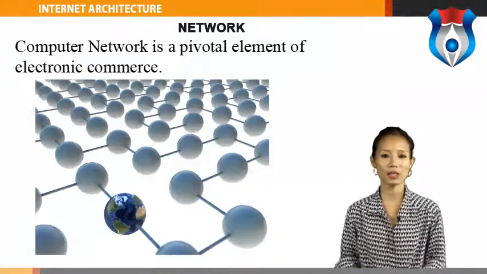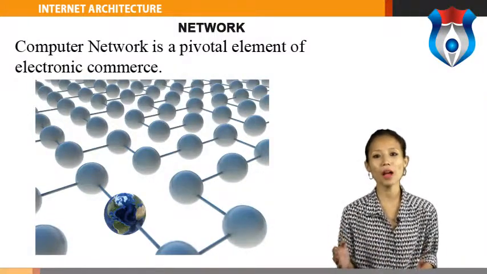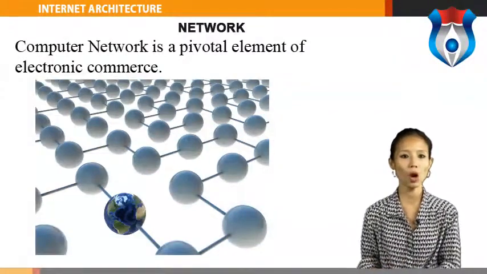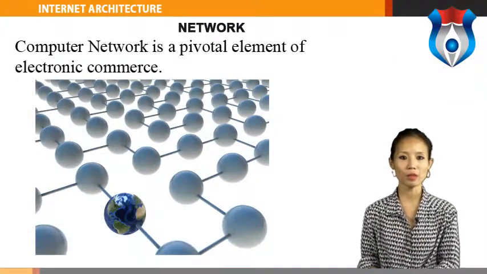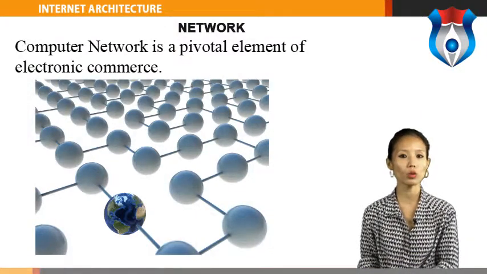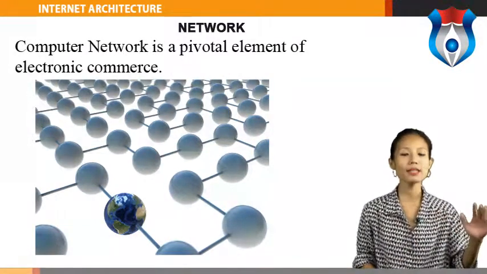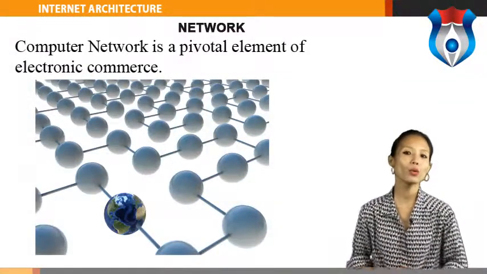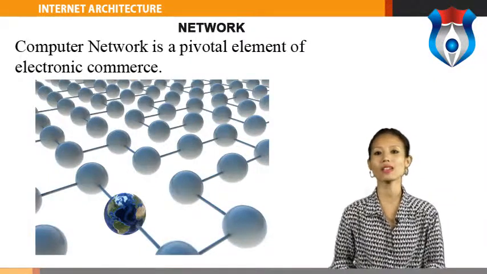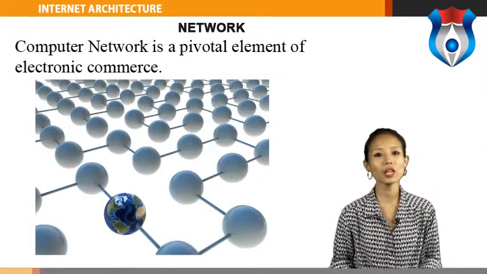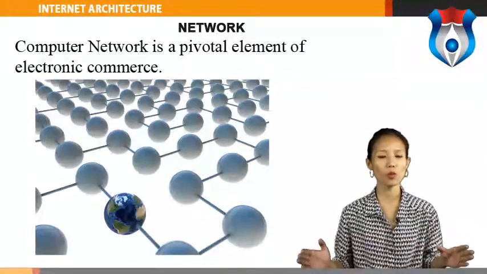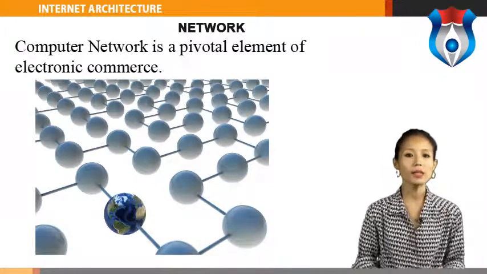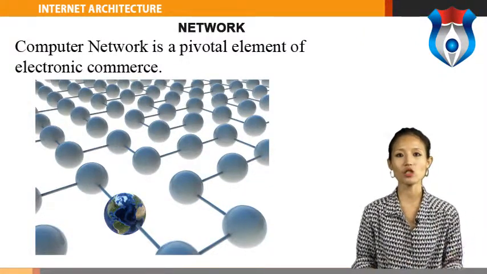Now let's discuss network. Computer network is a pivotal element of electronic commerce. The availability of the Internet fueled the growth of commerce for both the consumer market and the business market. Networks can be categorized into local area networks, LANs, and wide area networks, WANs. The Internet is the world's largest public WAN. Today's networks are built using standard hardware and software components. The communication over the networks is governed by various protocols. TCP/IP protocol is the foundation of all Internet applications such as FTP, email and HTTP.